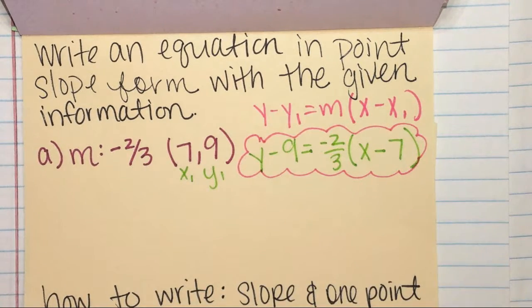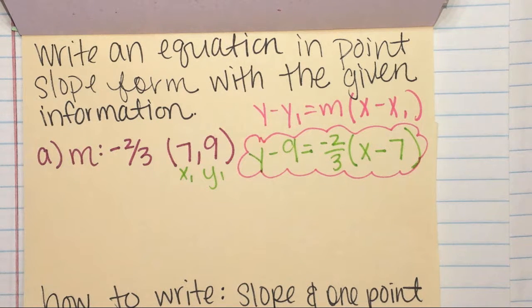So we don't have to solve it? You don't. So the y and x are just there as substitutes. You just plug them in. It's much easier than finding b and everything like we did yesterday, isn't it? Yeah, point slope form is awesome.